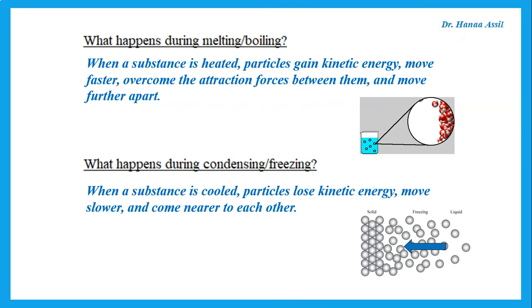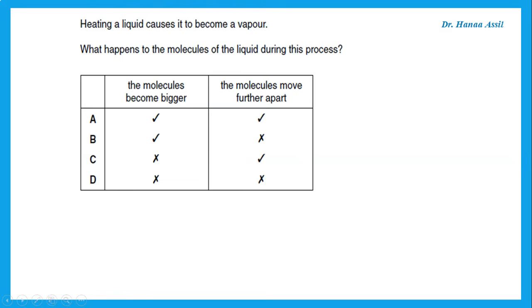So what happens during condensing or during freezing? Of course, the liquid is changing to solid, for example, so that is freezing. You need to cool it. So when a substance is cooled, particles lose kinetic energy, move slower, and come nearer to each other. Okay, this is how you explain what is happening.